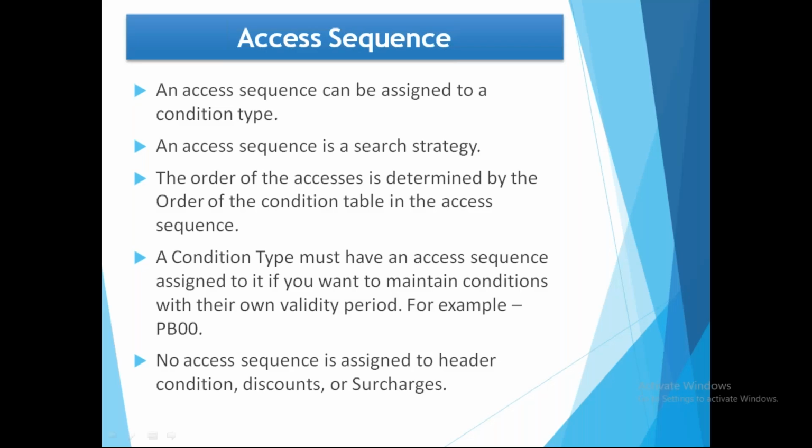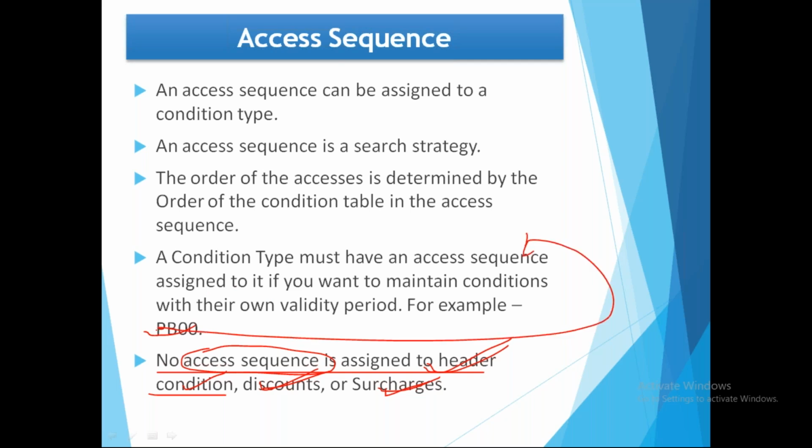Sometimes no access sequence is assigned to header conditions like discounts and surcharges, because they have to be entered manually. Whereas for the others, if you assign the access sequence, the system will determine the price provided you maintain the documents. So that is an access sequence.